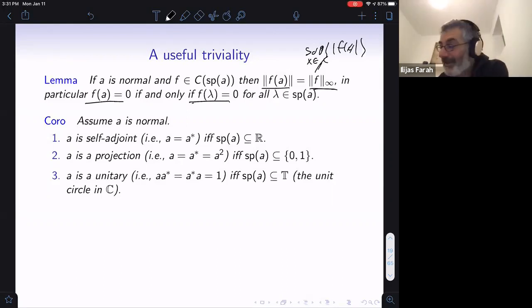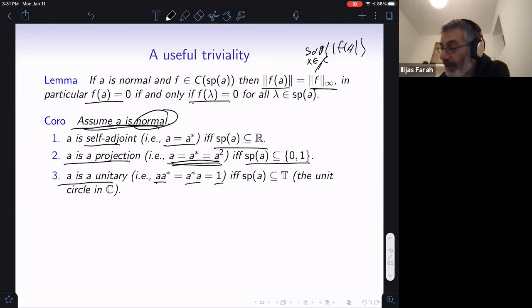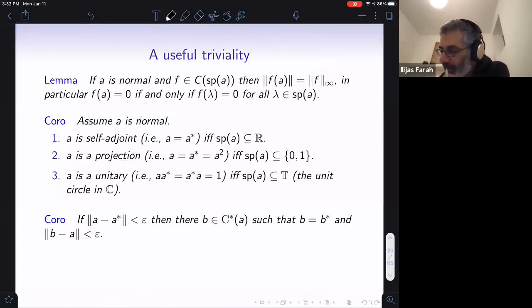Now, why is this useful? Well, you see, if you assume that your operator is normal, then it is self-adjoint, namely equal to its adjoint, if and only if its spectrum is a subset of R. Again, you need the assumption that A is normal. It is a projection, namely satisfying these algebraic equations, if and only if its spectrum is a subset of {0, 1}, right? 0 and 1 are the only two solutions to the system of equations. A is a unitary, namely A star A is equal to 1, so the adjoint is the inverse, if and only if its spectrum is a subset of the unit circle in the complex numbers, right? These are the complex numbers which satisfy these equations, and so on. So again, one cannot overstate how useful this is, but we can say a little bit more.